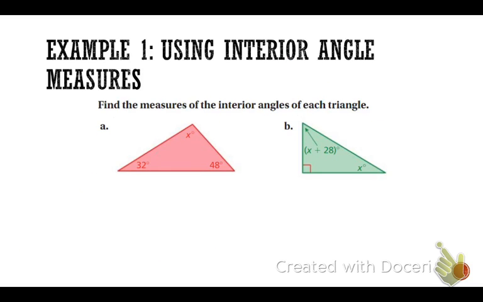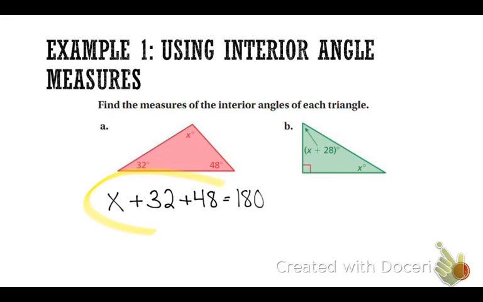So looking at example 1, we're going to use this knowledge to solve for an unknown interior angle measure. Let's start with the red triangle. We don't know the measure of angle X, but we can put that into an equation to solve for X. So we could say X plus 32 plus 48, and what do all those angles have to add up to be? 180. So if I know that, then I can solve for X.